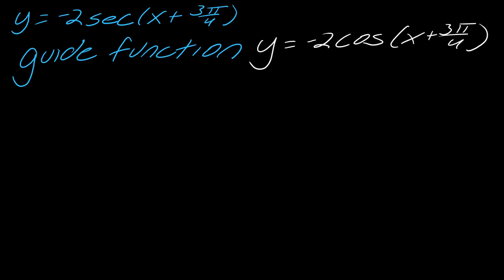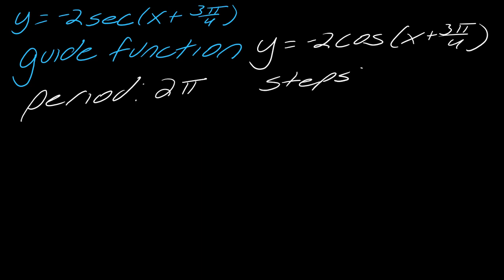And now I'm going to go through all the work to graph the guide function, because if I do that, then I will get the graph of secant kind of for free. So I need to figure out what my period is. In this case, my period is 2 pi, which means that the steps I'm going to take on my table will be pi over 2 in size.